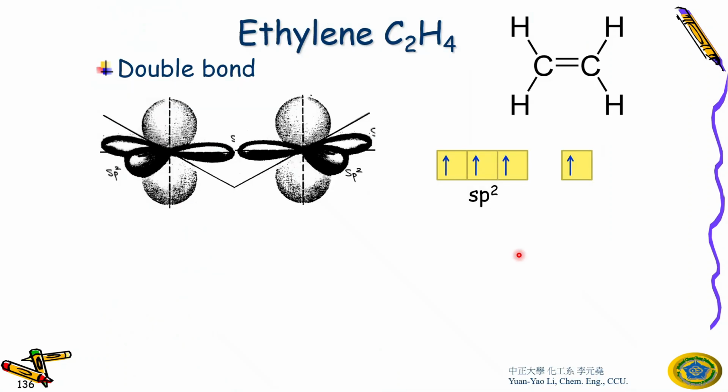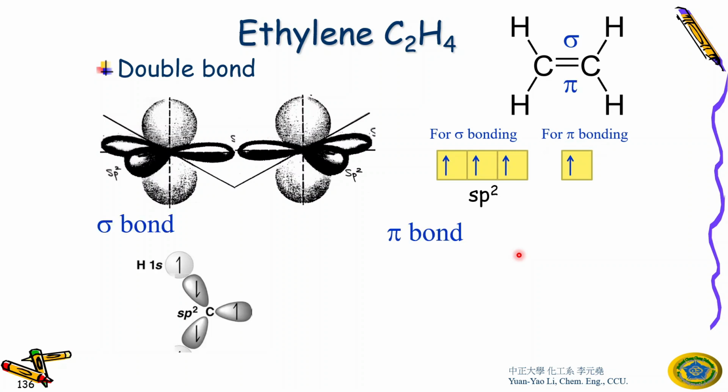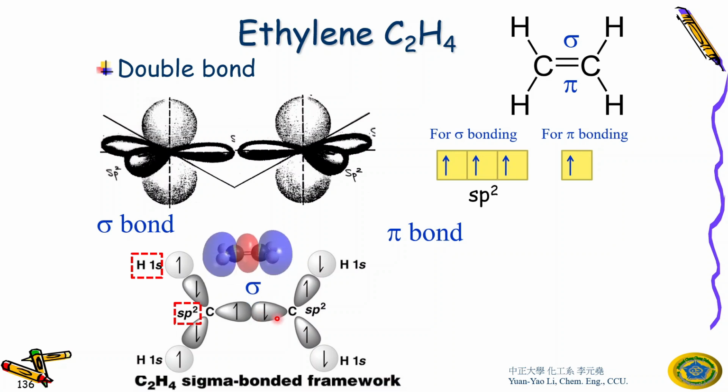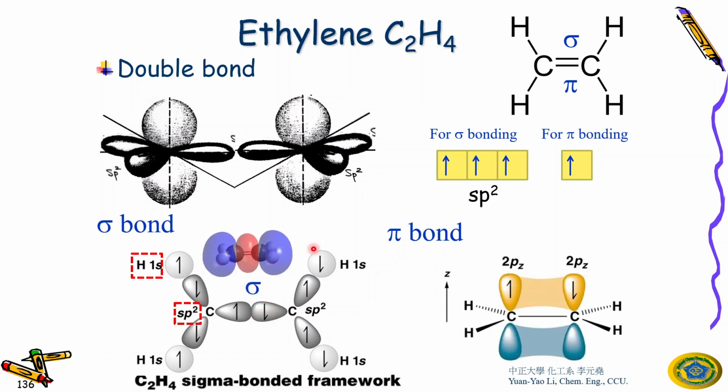So this is a double bond, and I just show you that. You have 1 connected to here, 1 connected to here, and then here they are a double bond. So this is the shape of the sigma bond, and this is the shape of the pi bond, if you put this together.